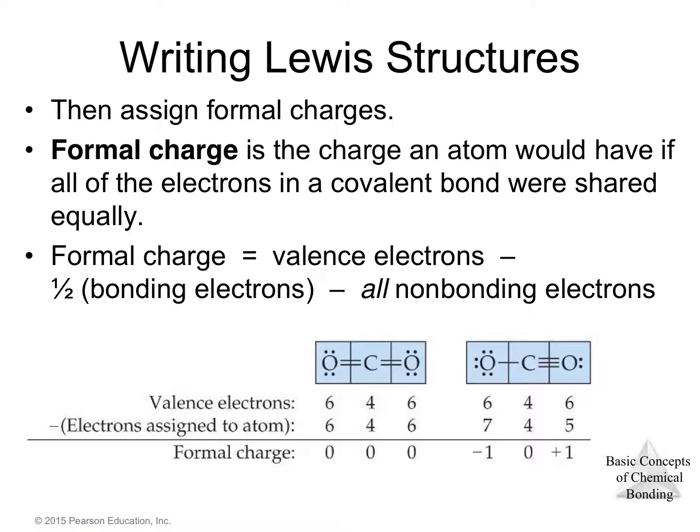On the right-hand side, this other structure, the number of valence electrons is the same for the atoms. What changes is what we have drawn. This oxygen, when you split that bond in half, has 2, 4, 6, 7. And 6 minus 7 gives you a formal charge of -1. Carbon still has 4, but this oxygen has 1, 2, 3, 4, 5. 6 minus 5 is +1. Ideally, all of your formal charges would be 0. So this is the more correct Lewis structure because all of the formal charges are 0.